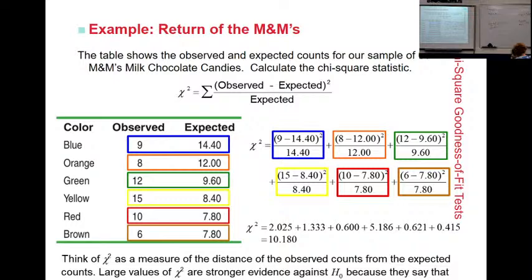So smaller values of chi-squared are going to give us larger p-values and make it more likely that we're going to fail to reject our null hypothesis. Remember, our null hypothesis here is that the distribution of colors is what they say it is. And then the alternative is that one of those proportions or one of those values is different.